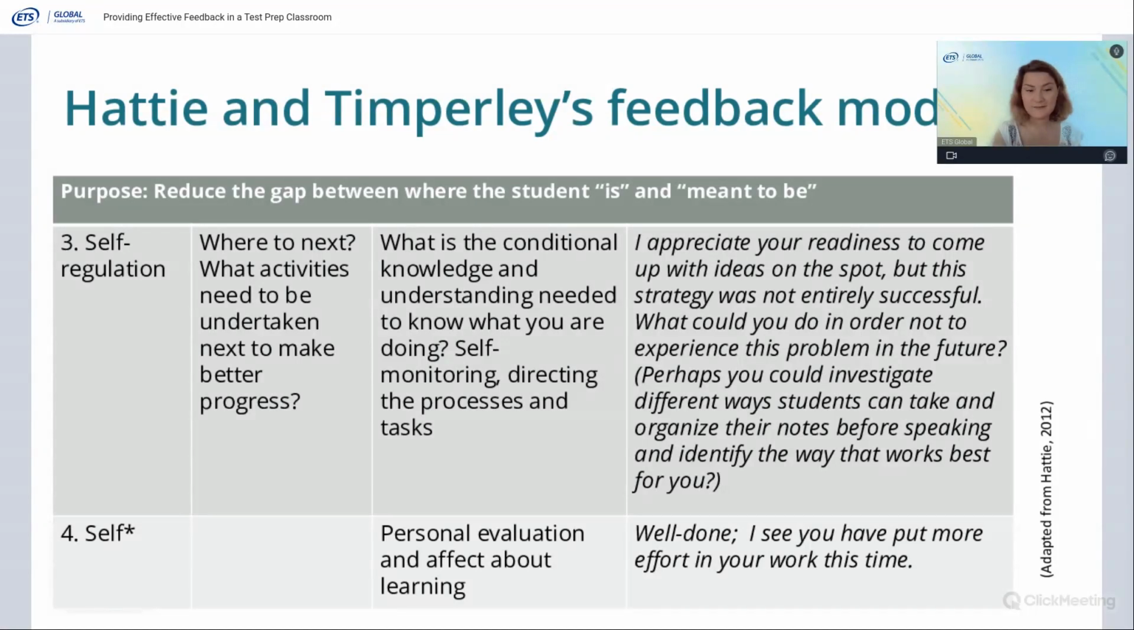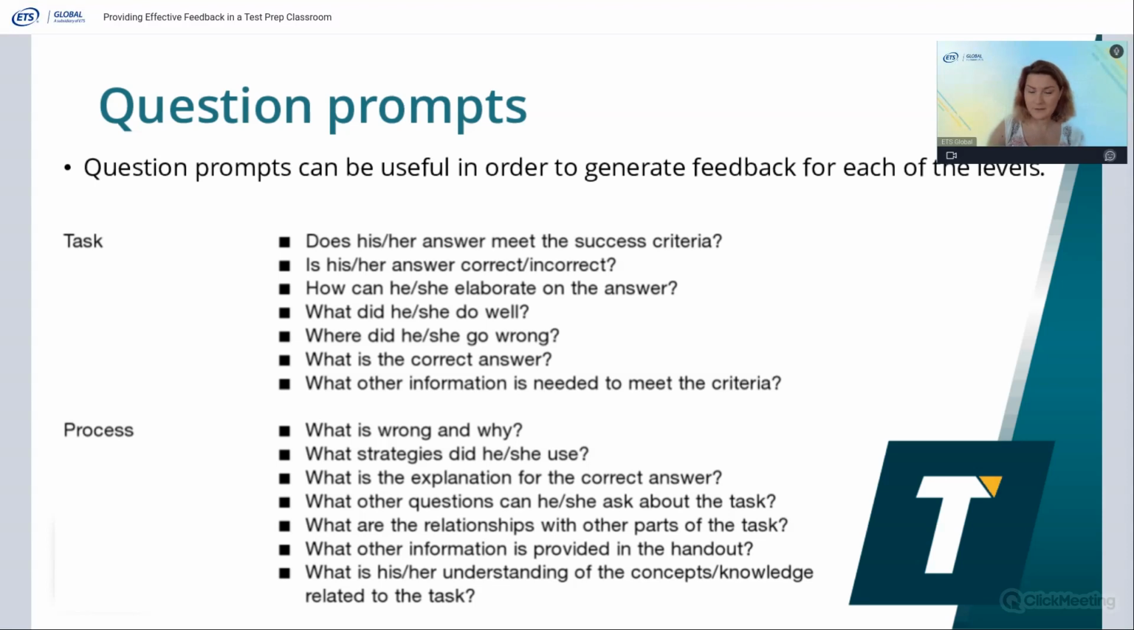And again, we've mentioned the self level, something like, well done, this time you worked harder, and things like that don't really work. It's also more personal. It sounds more like we evaluate the person rather than the task, which also may not be a very good idea.